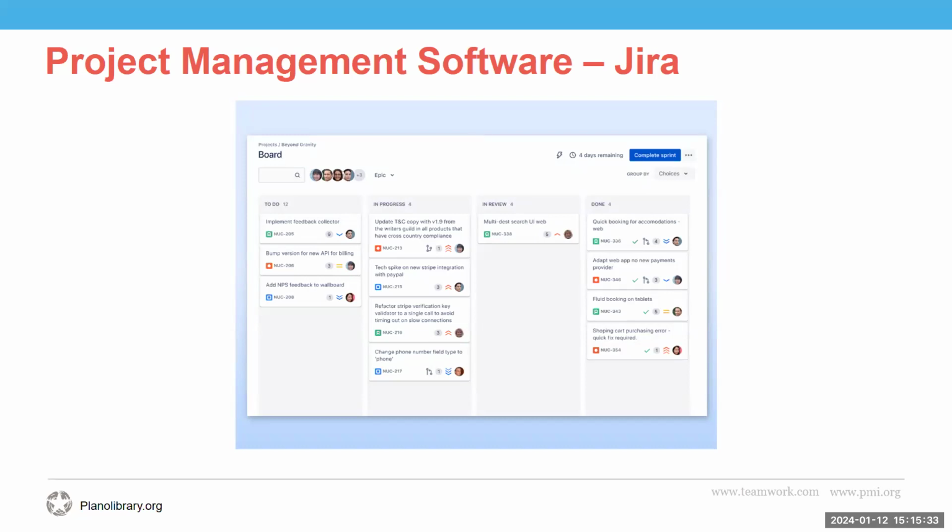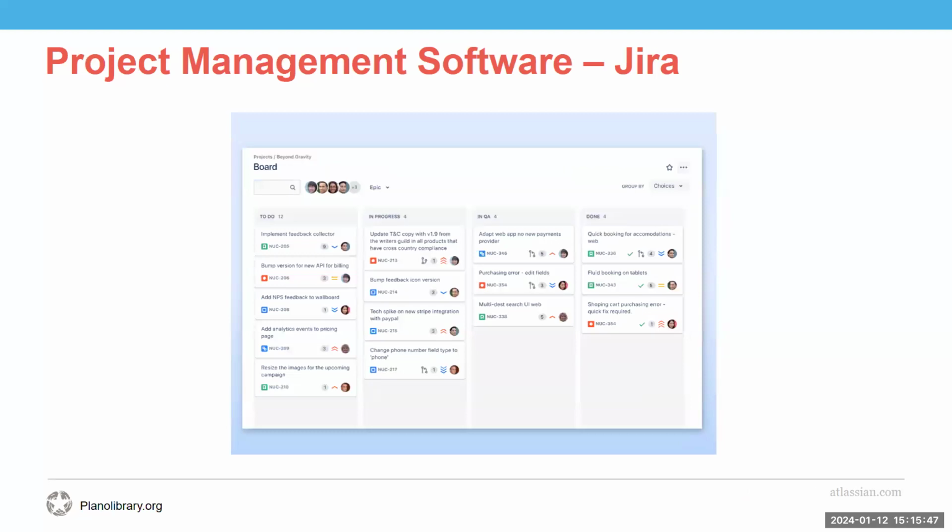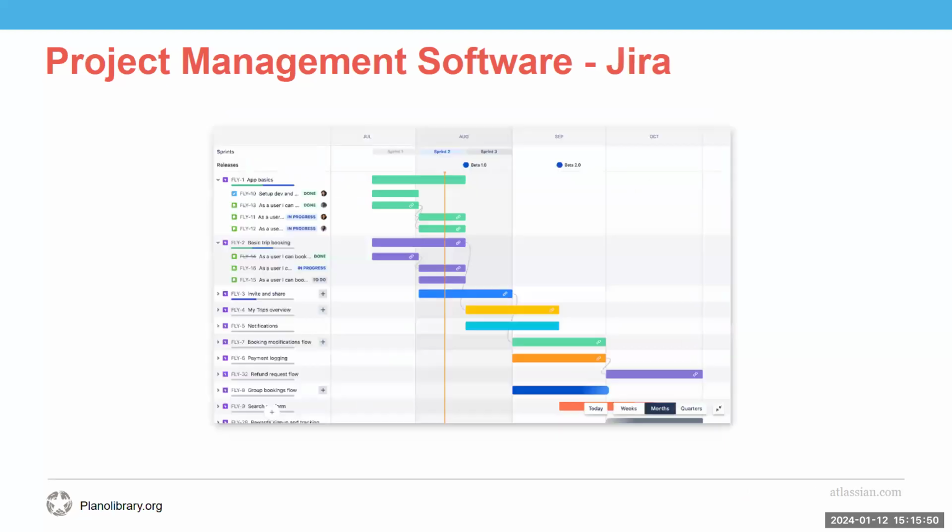So let's take a look at what Jira looks like. So as you can see here, there's their board where you can see their to-do list, their in progress list, their in review list, and their done list. You can assign people to things, you can assign little icons to things. And the flexible Kanban boards help teams visualize their workflow, limit work in progress, and maximize efficiency as a team.